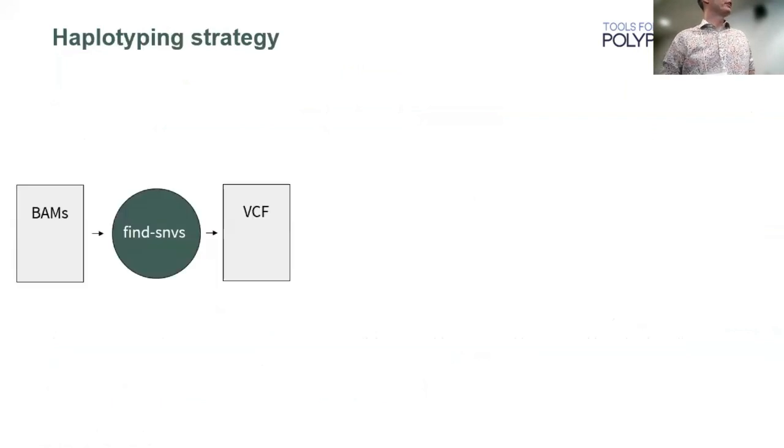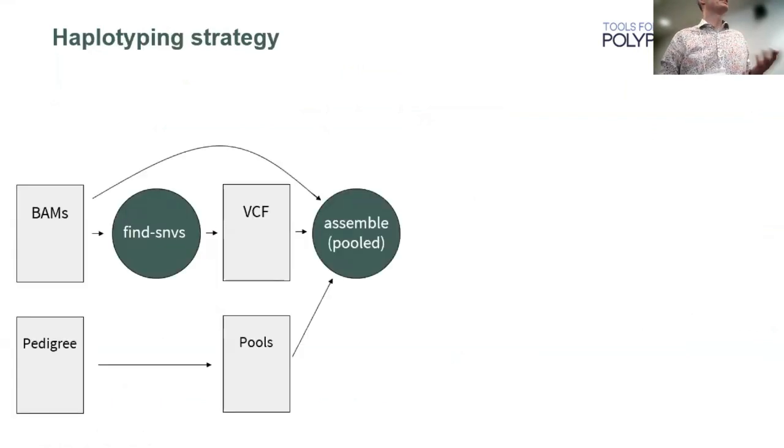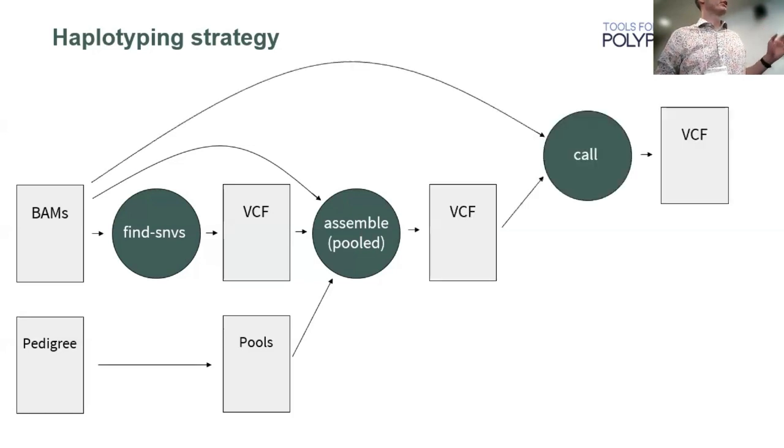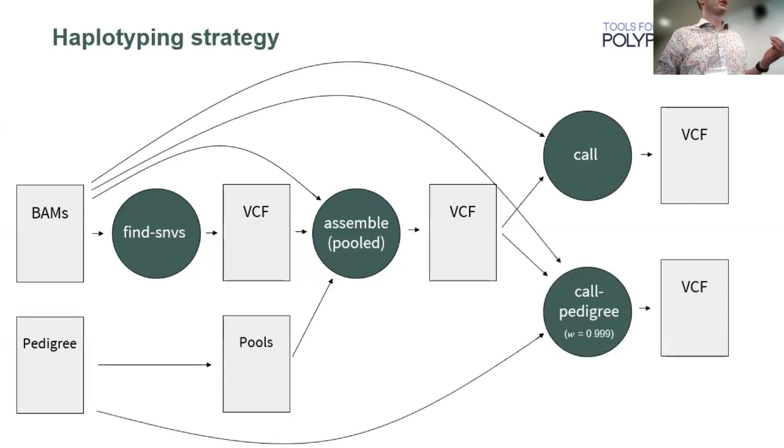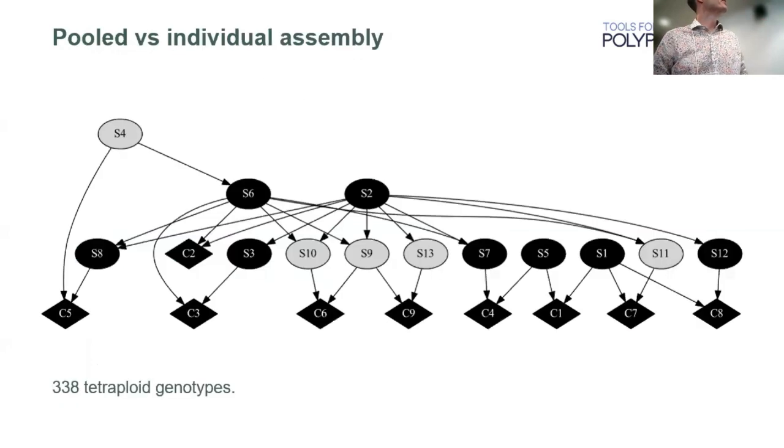I'll briefly go over the strategy that I'm using here. This is basically the same strategy as I demonstrated in the notebook. I just wanted to clarify in a schematic like this. So we're originally going to use fine SNPs to generate our template VCF of SNPs that we want to use. We're then going to use the pedigree information to design our sample pools. We're going to use that pooled assembly as a population-based prior for individual-based calling. And we're also going to do our pedigree-based calling again. So we're generating a lot of VCF files here. It's just the way it is.